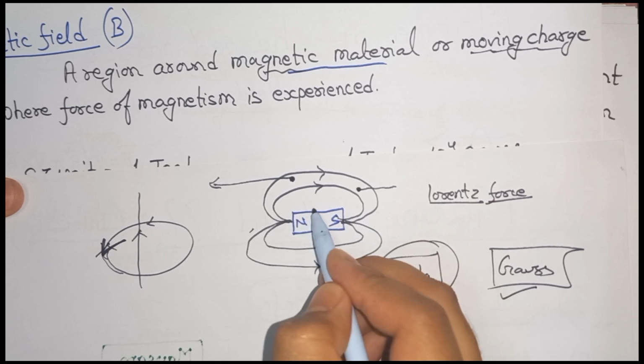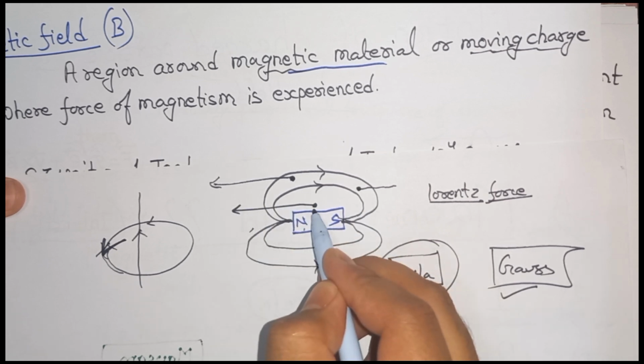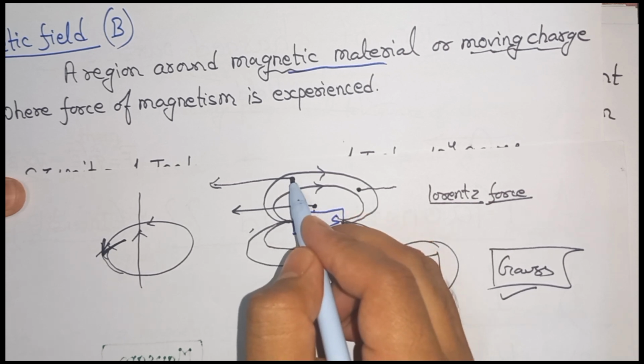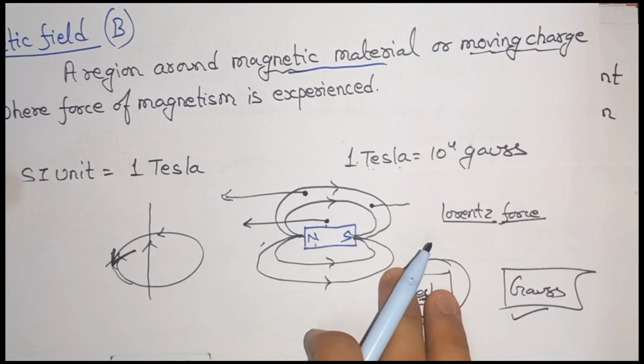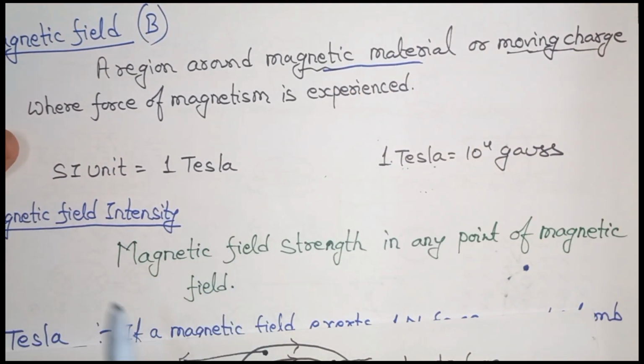Suppose near a magnet, the magnetic field value will be more. The strength of this magnetic field will be more near. If we go far, the strength will be less. That strength value, the power calculation of this magnetic field, is known as magnetic field intensity.